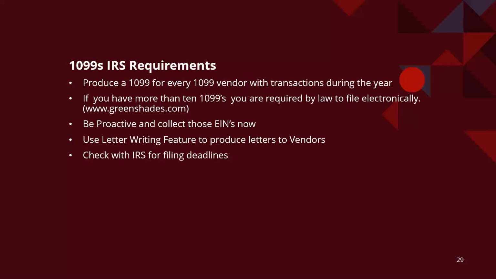The 1099 IRS requirements are to produce a 1099 for every 1099 vendor with transactions during the year. If you have more than 10 1099s, you're required by law to file electronically. Again, you can use a third party like Green Shades to do that. Intelitech can also help get the 1099 information out in a format needed to upload to the IRS. So you can reach out to us if you need that too.